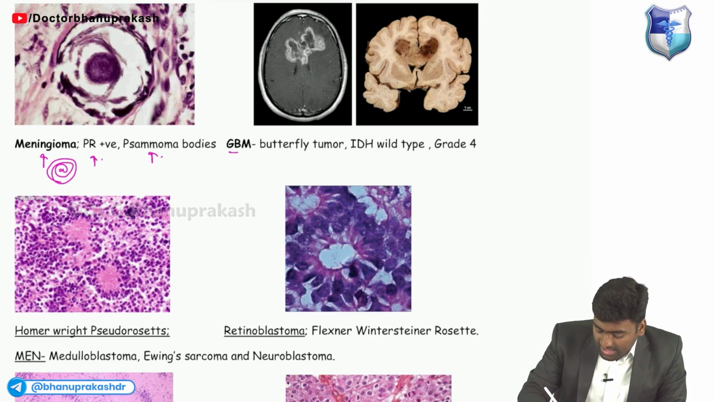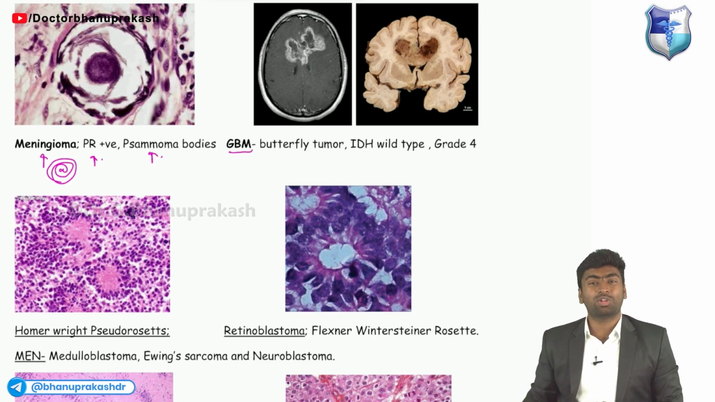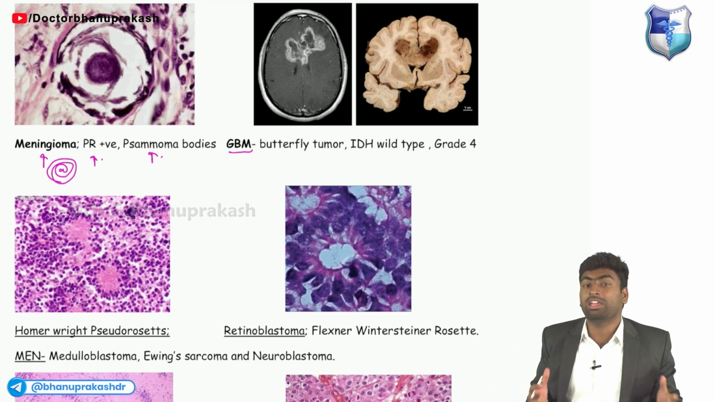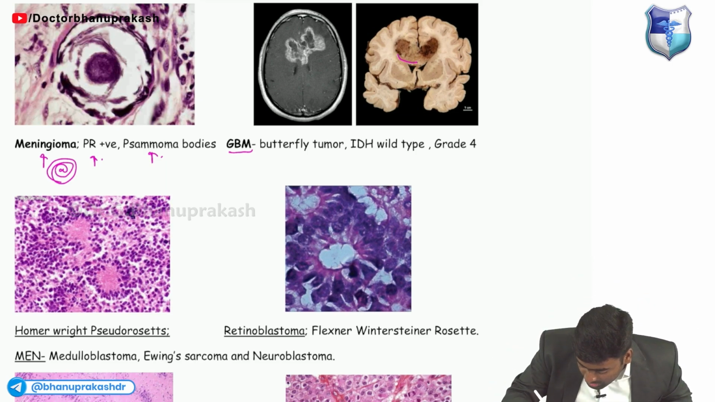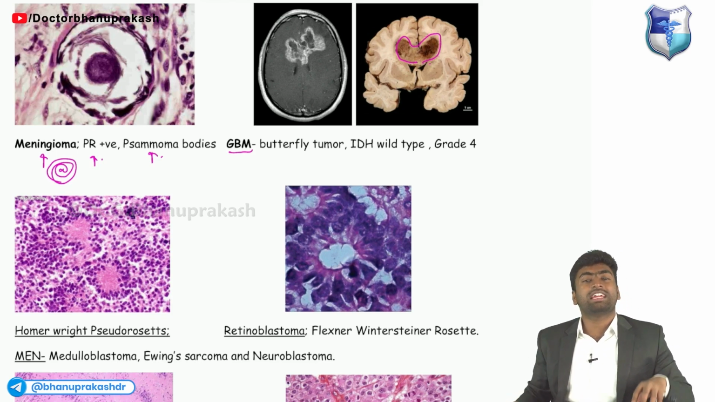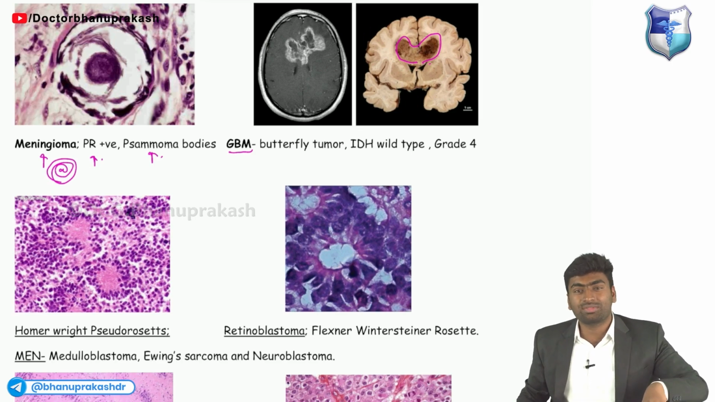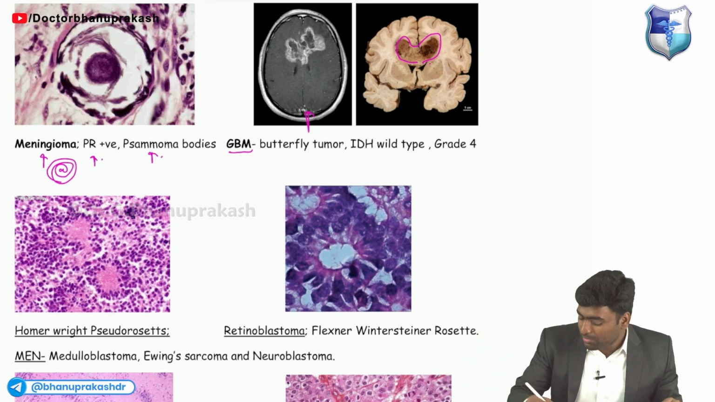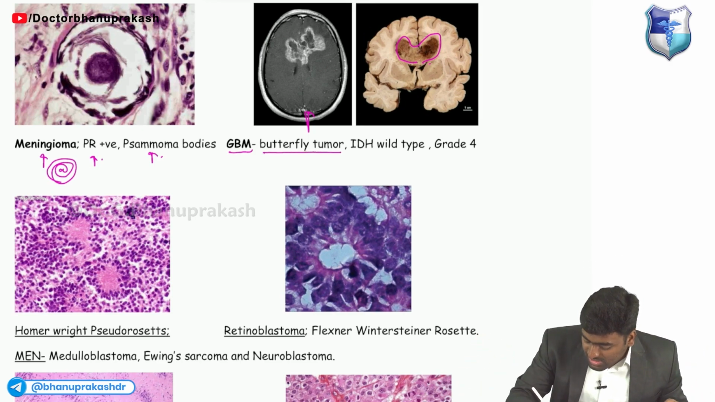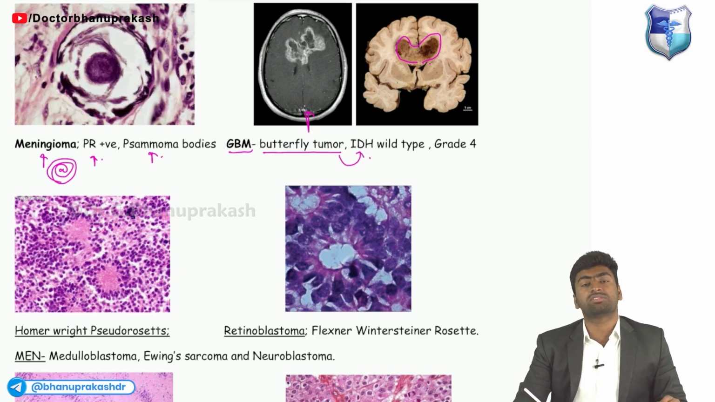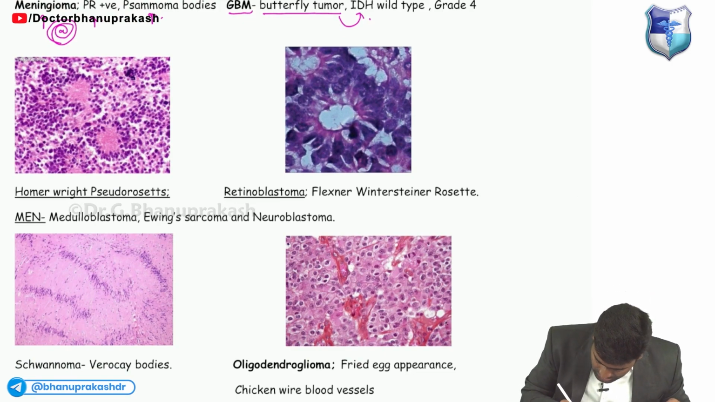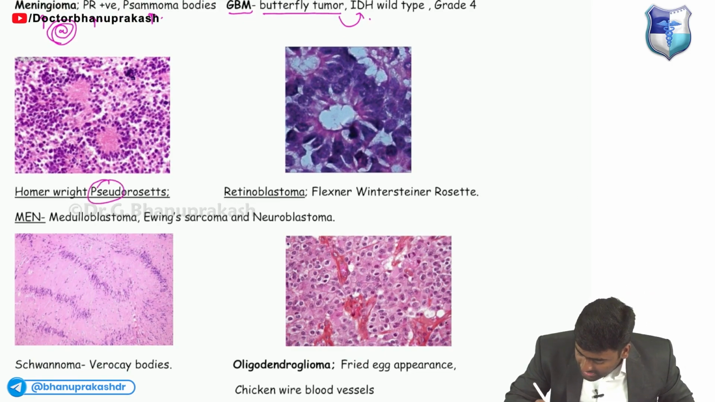And next you will see glioblastoma multiforme. As I told you, glioblastoma multiforme involves both lobes of the brain because of the involvement of the corpus callosum. So it will spread to both lobes of the brain. Because of this, radiologically you will see a butterfly tumor, and this is due to IDH, isocitrate dehydrogenase, mutation. Next, there are two rosettes you need to know: Homer Wright pseudo-rosettes and Flexner-Wintersteiner rosettes.